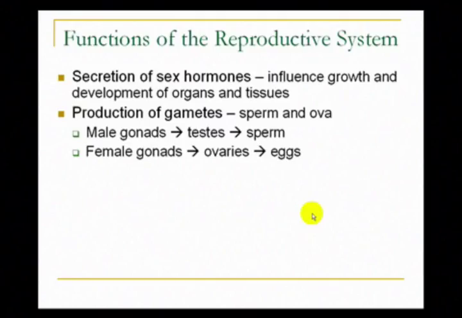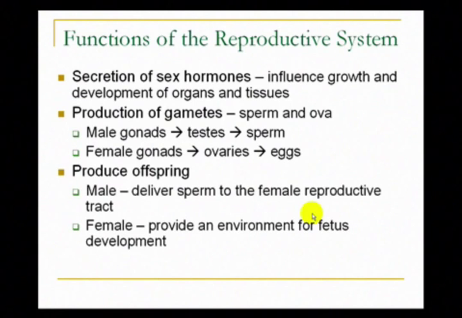So let's look at the functions of the reproductive system. One is the reproductive system produces sex hormones that are going to influence growth and development of organs and tissues. The reproductive organs also produce gametes, and gametes are the cells such as sperm in males and ova or eggs in females. For the reproductive organs, in males, the gonads are the testes, and the testes produce the gamete, which is the sperm. And in females, the female gonad is the ovaries, and the ovaries produce the gamete for females, which is the egg or ova.